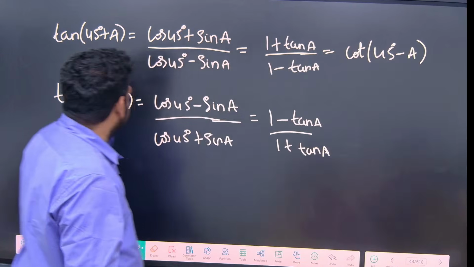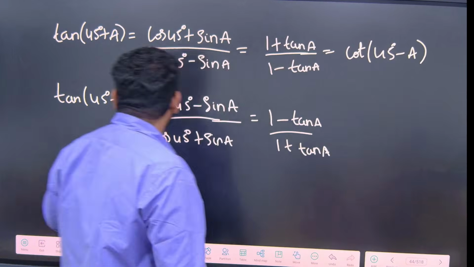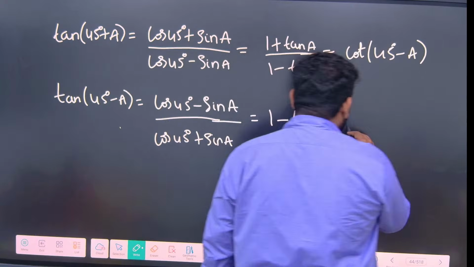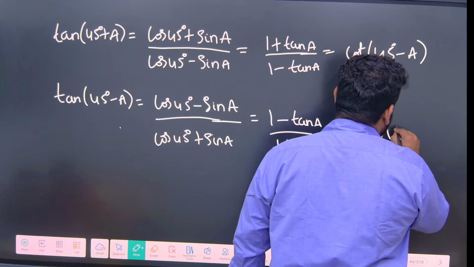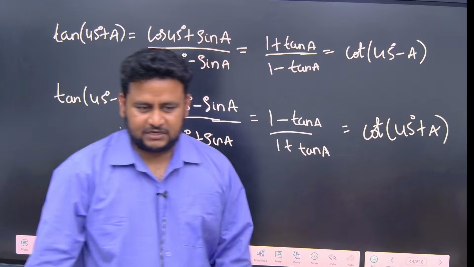If it is tan plus a, what will become cot? It will become reverse, 45 minus a. So when it comes to tan 45 minus a, this will become cot 45 plus a. Okay, cot 45 plus a, that's it. Very good. So please remember this. Please make a note of it.